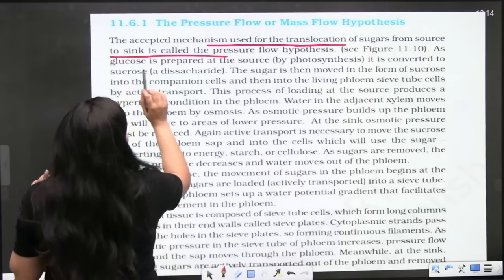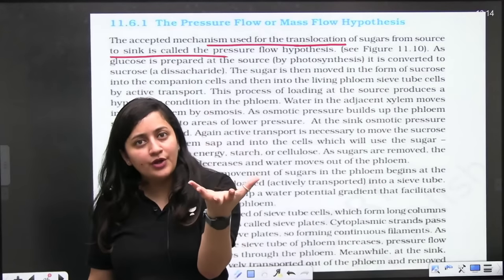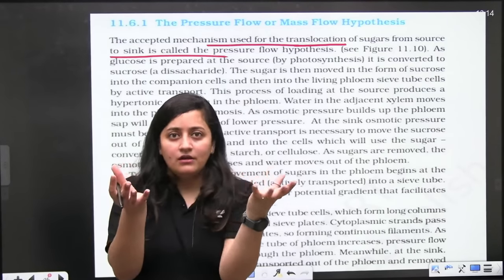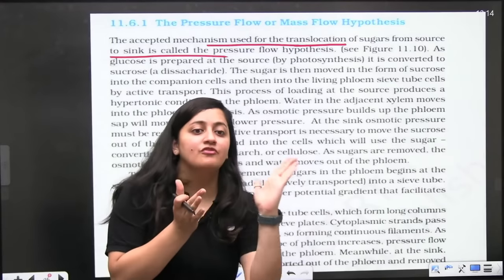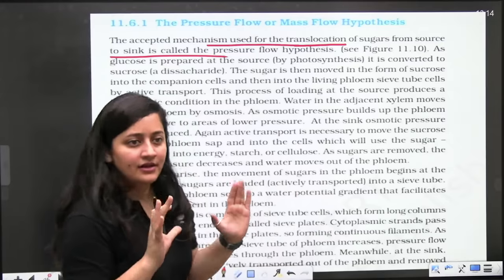And what is the meaning of source and sink? Source is where food is going to form, where food is present. Sink is where food will be transported, where food will be stored. Is that clear?